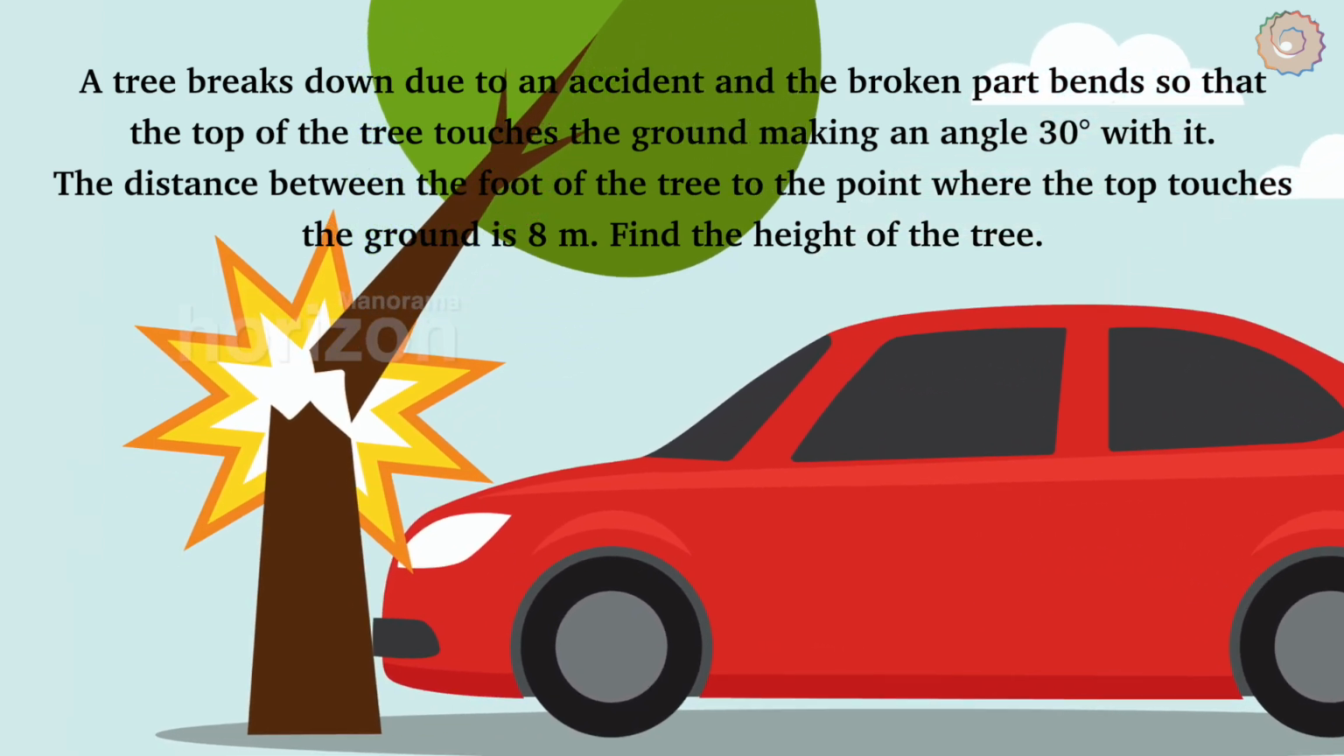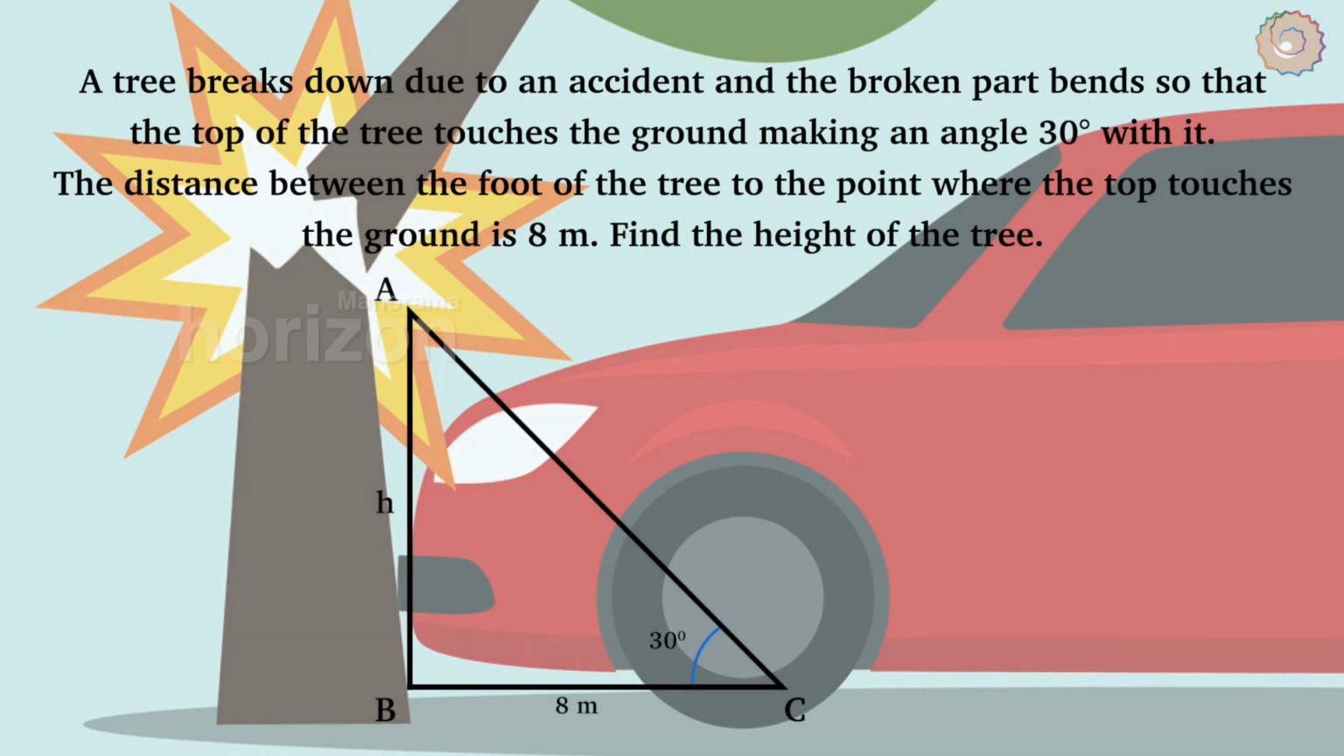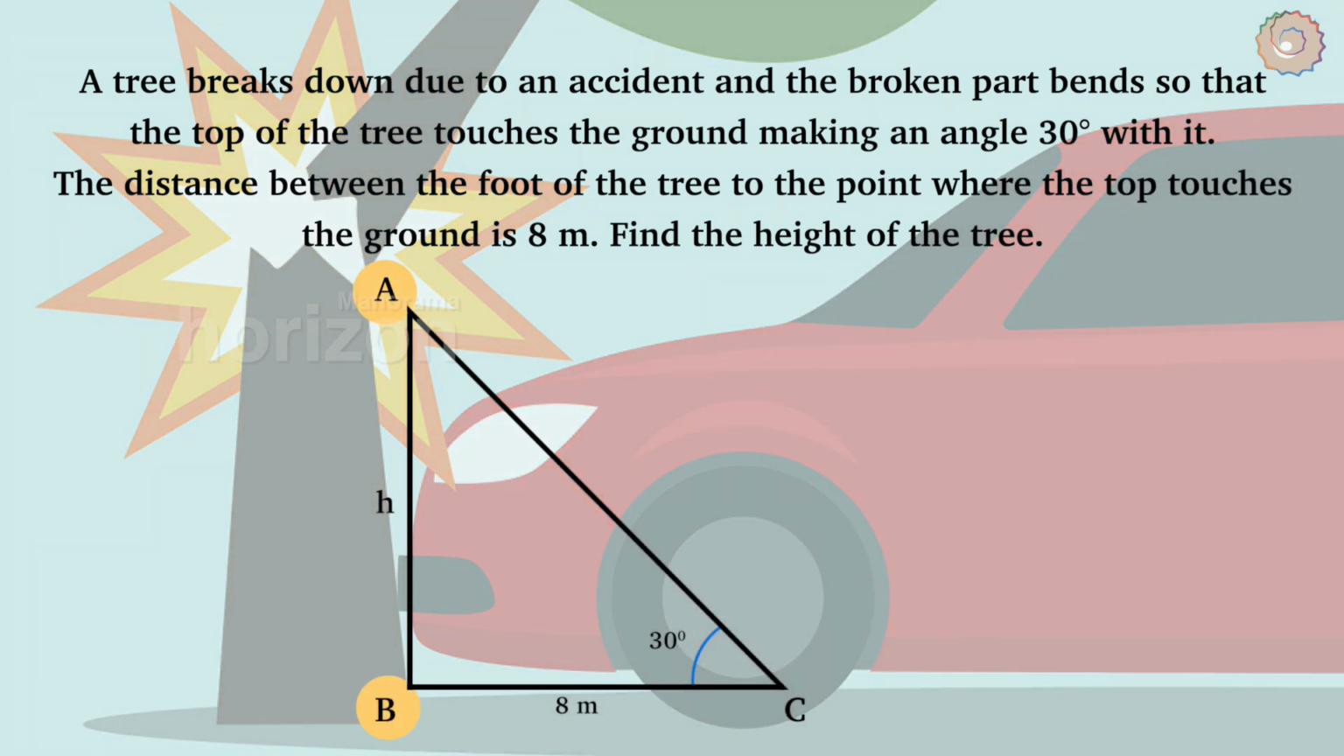So, let's now see how to solve this problem. Let us draw the figure according to the question. Let A be the point where the tree was broken and C be the point where the top of the tree touches the ground, making an angle 30 degrees from the foot of the tree. The distance between the foot of the tree to the point where the top touches the ground is 8 meters. So, if we add both AB and AC, we get the height of the tree.